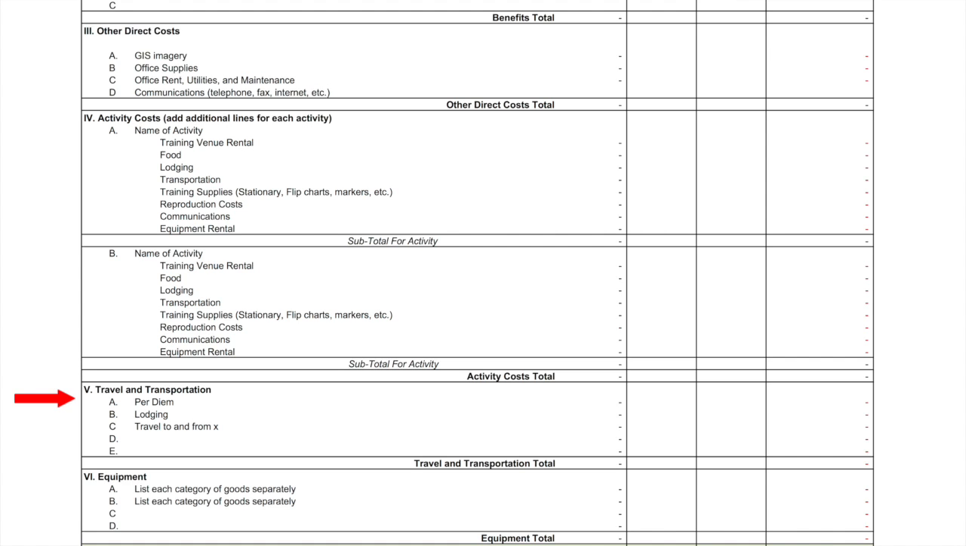The sixth section is travel and transportation. Please include all costs associated with travel here in as much detail as possible. Please separate out travel costs by per diem, that is to say meals and incidental expenses, lodging, and transportation, including air, train, bus, taxi, etc. Please list out every anticipated trip. Please also include your organization's per diem policy, either in your budget notes or as an attachment.